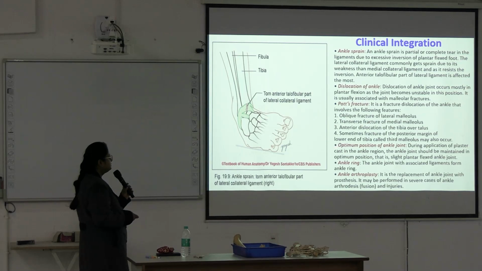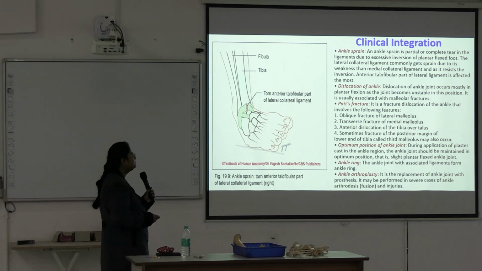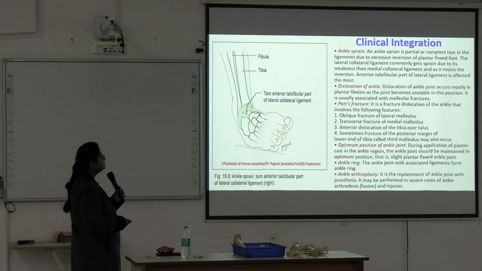Next we go to Pott's fracture. It is a fracture dislocation of the ankle involving these features: oblique fracture of the lateral malleolus, transverse fracture of the medial malleolus, anterior dislocation of the tibia over the talus, and sometimes fracture of the posterior margin of the lower end of the tibia, called the third malleolus, may also occur. Okay, so these are the components of Pott's fracture.